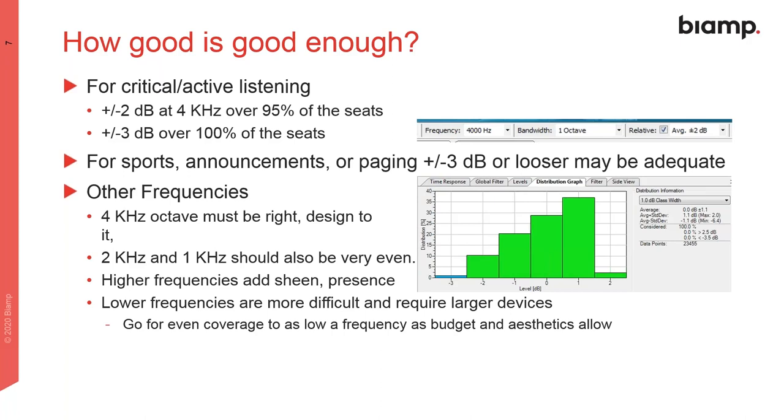For sports announcements, paging, plus minus 3 or even looser design criteria may be adequate, for paging in a warehouse or a factory. A 10 dB window, plus or minus 5, would probably be quite acceptable.